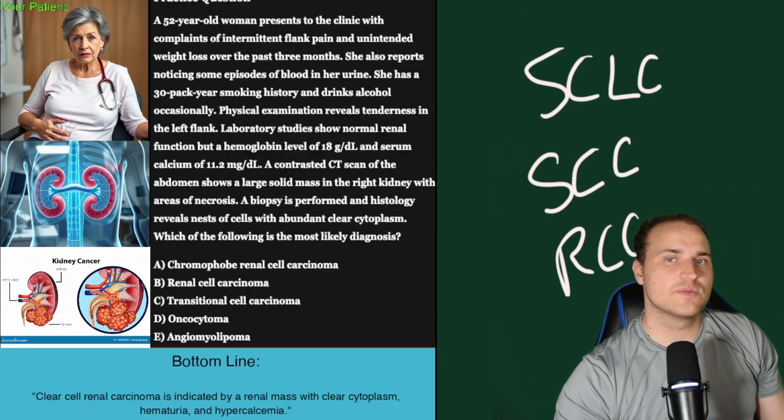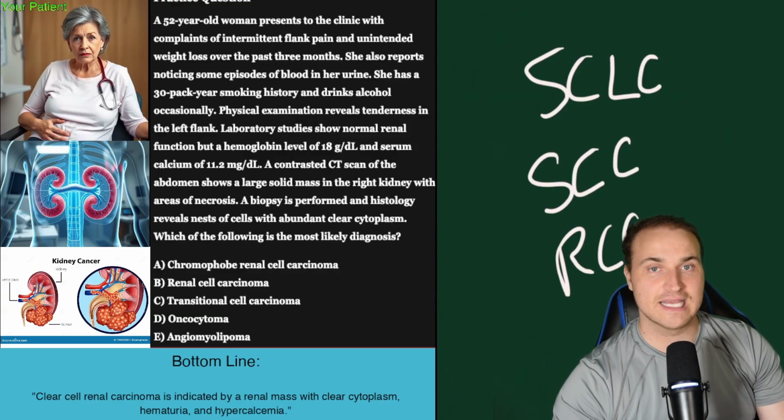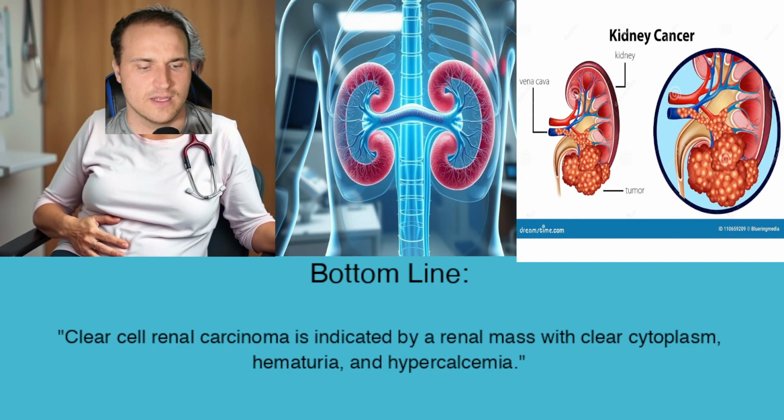All right, so this can actually precede the cancer diagnosis and it helps to identify the hidden malignancies, right? So super important to keep your eyes out for those syndromes. Bottom line, clear cell renal carcinoma is indicated by renal mass in the clear cell cytoplasm, hematuria, and hypercalcemia, and that flank pain.